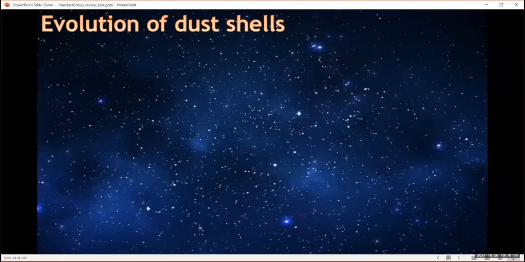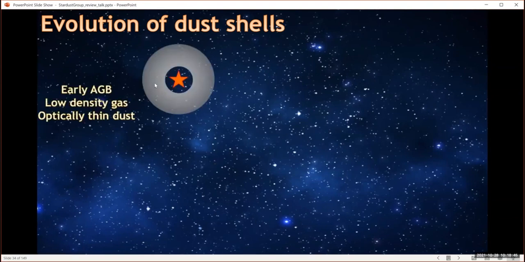And so what we get then is an evolution of the shells of dust around it. So you can imagine a situation where early on, at the beginning of the AGB, you've got a star. Here's my star. They're not really that shape. And as the material flows away at some distance, it's cool enough to form dust. So I've got dust forming here, and it's drifting away.